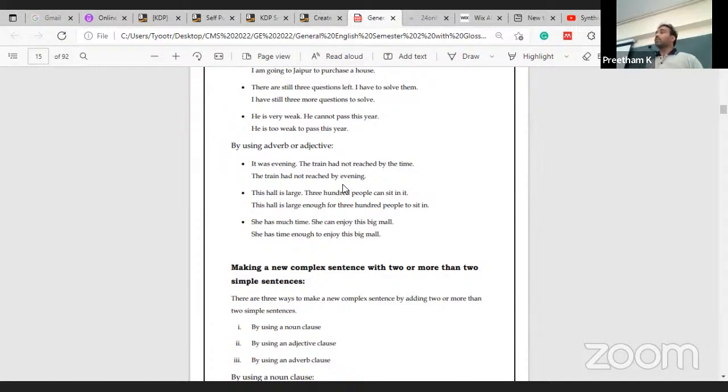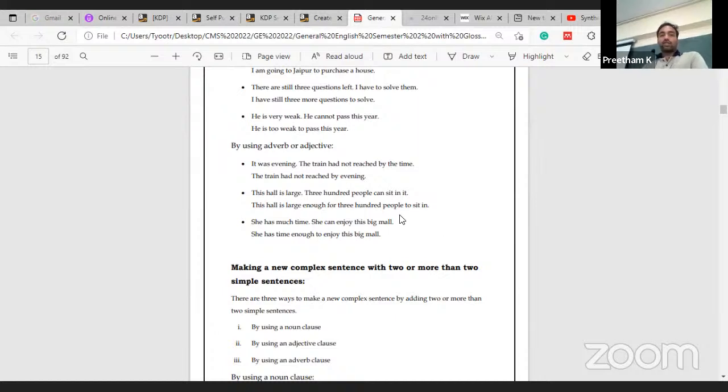What is "by evening"? What is the role of "by evening" in the sentence? Is it functioning as an adjective or an adverb? What is it describing? It's an adverb because it is describing the verb "reached."